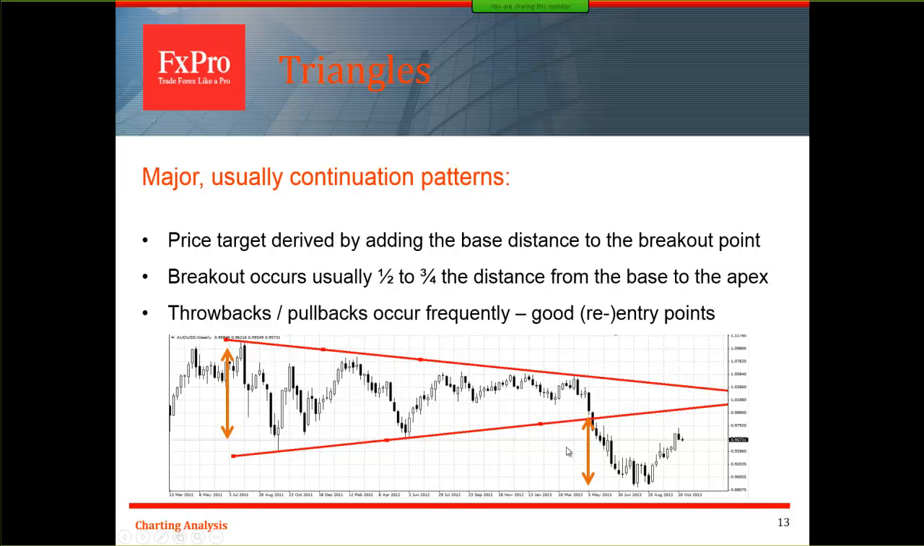Breakouts occur usually half to 3/4 the distance from the base to the apex, to where the lines connect. So if it happens that you see a breakout prematurely or a bit too late, be a bit careful about that. Usually the best triangles and the most reliable ones see breakouts between halfway and 3/4 the way from the base to the apex.